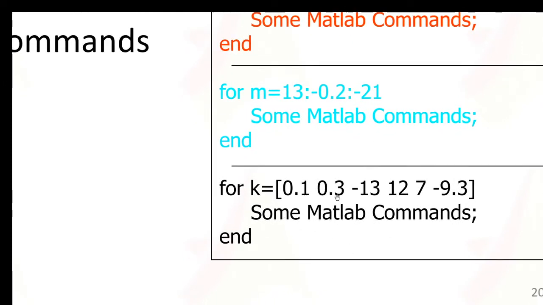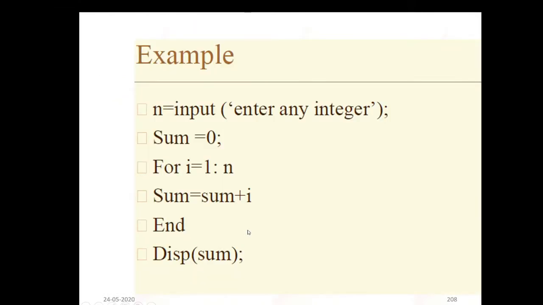So for the last option, don't think that you must always give a range. Here I am defining some k values also. For k equal to 1, it is running. k equal to 3, it is running. k equal to minus 13, k equal to 12, k equal to 7, k equal to minus 9.3. For these 7 values, it uses the k values inside this command and is going to execute the output.